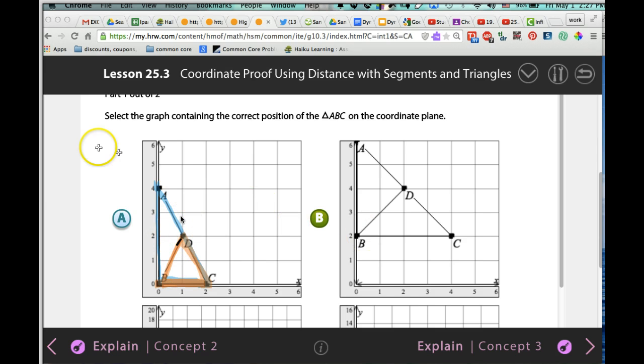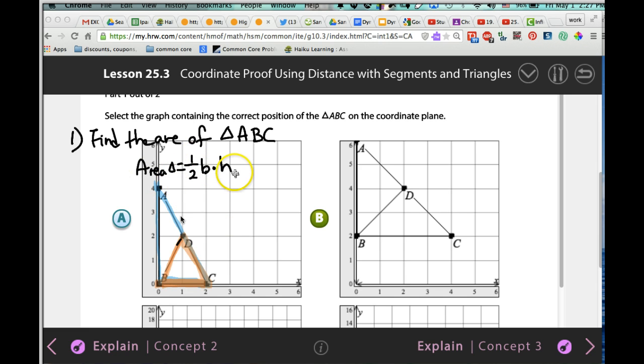So first step, I'm going to find the area of triangle ABC. Somebody tell me, I want to find the area of this big triangle here. What is the formula I have to use? Yeah, 1/2 of base times height. And that's the area of a triangle.